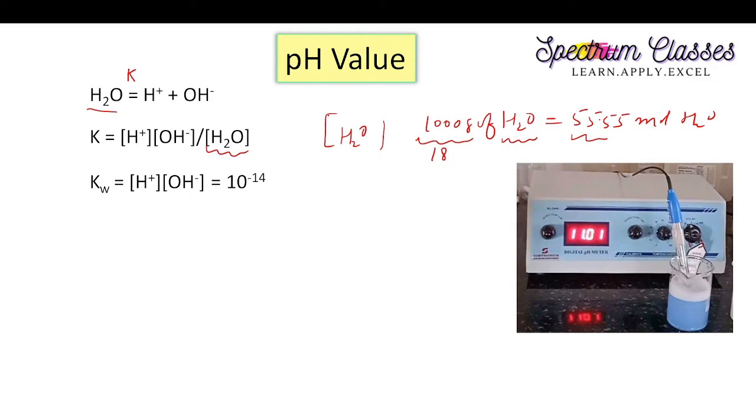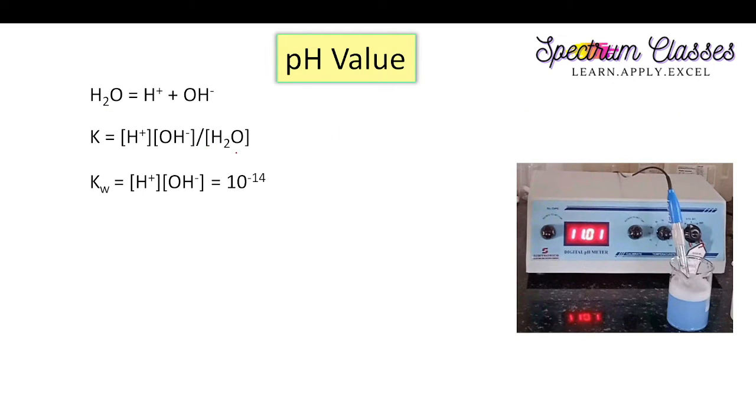So if we consider that the concentration of H2O is very high, or say constant, this constant value is multiplied by K. So here I have shown it like this: K into H2O. This gives us a new constant, because K is the equilibrium constant and the H2O concentration is again a constant, as I told you. These two give a new constant, which is also known as the ionic product of water, Kw, and the value of Kw is 10 raised to the power minus 14.